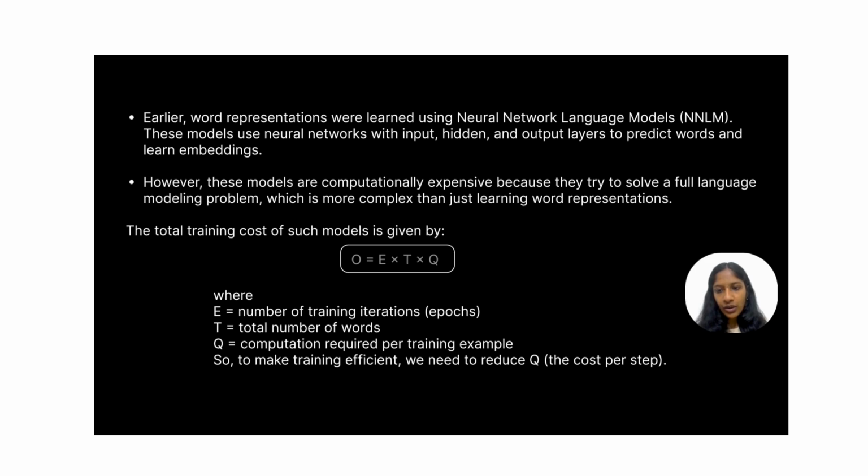The total training cost can be written as O equal to E cross product T cross product Q. Here E is the number of epochs, T is the number of words, and Q is the computation per training step. The key point is that Q is the most critical factor. If we reduce it, training becomes much faster. And that is exactly what this paper does. It proposes simpler models that reduce computation while still learning good word representations.